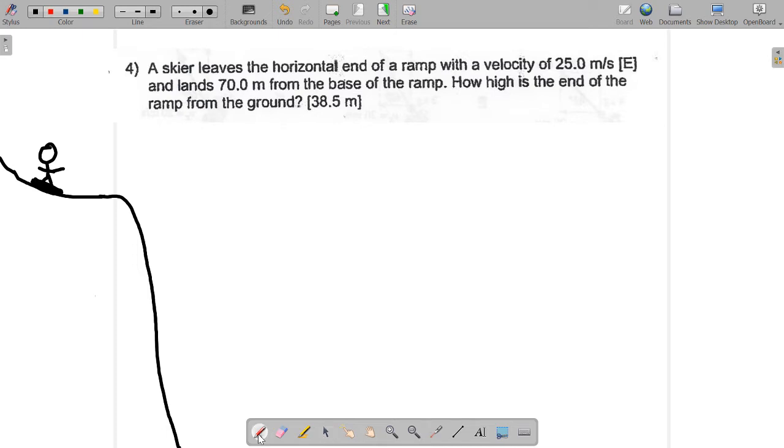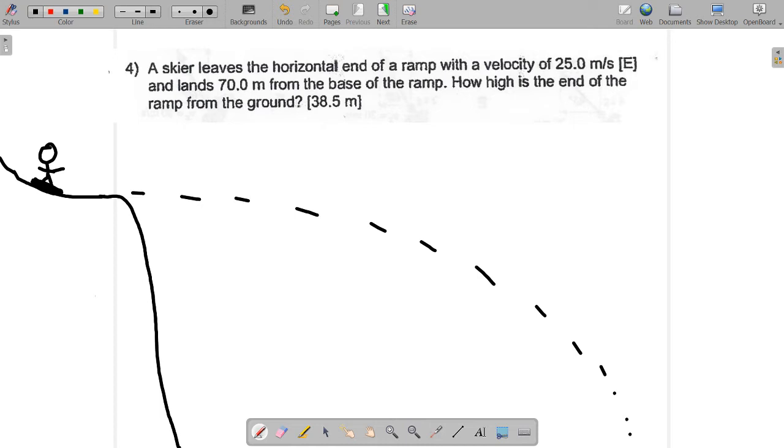Okay, so let's begin by labeling our diagram. If you have a skier here that's sliding downhill, eventually he's going to reach the end of this ramp here, and he's going to be launched into midair. So his motion is going to look something like this from the moment that he's launched to just before it hits the ground here. Okay.